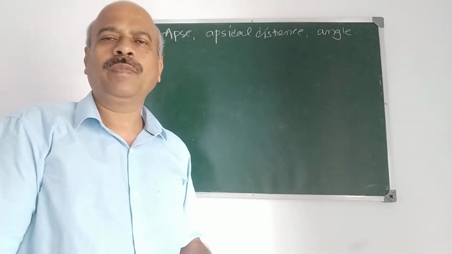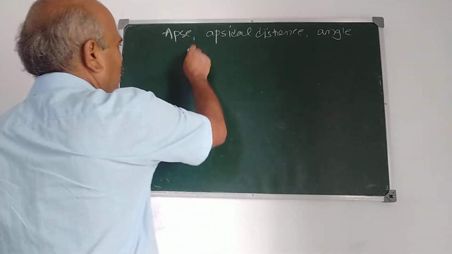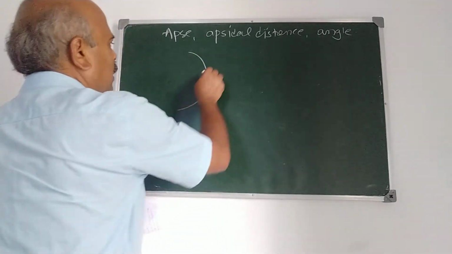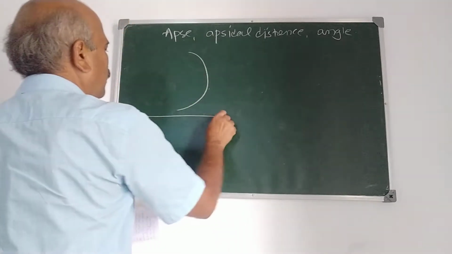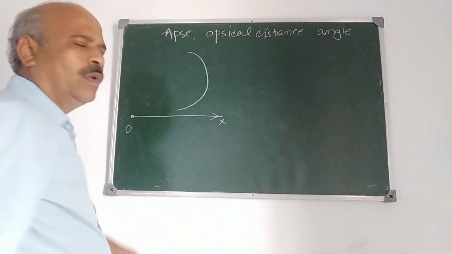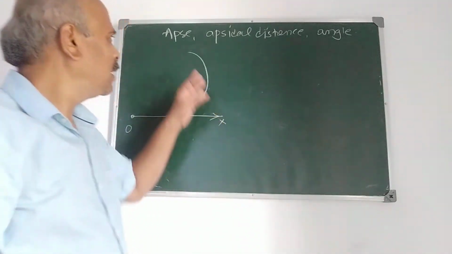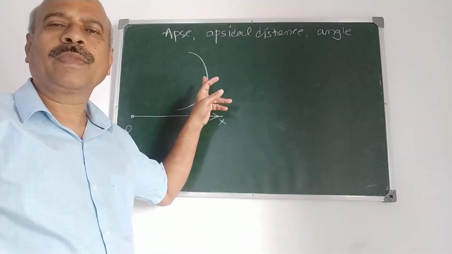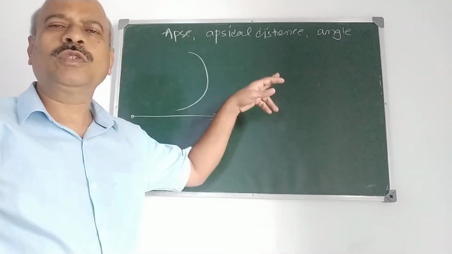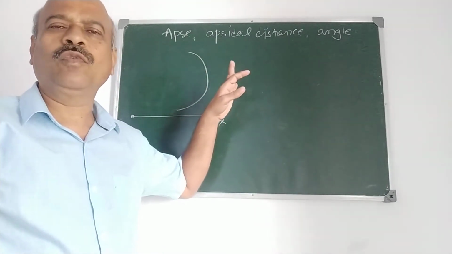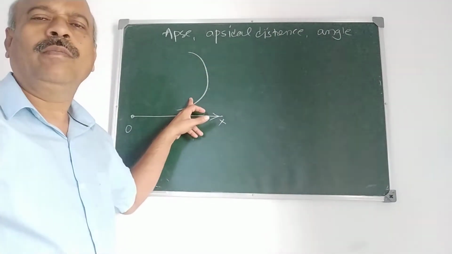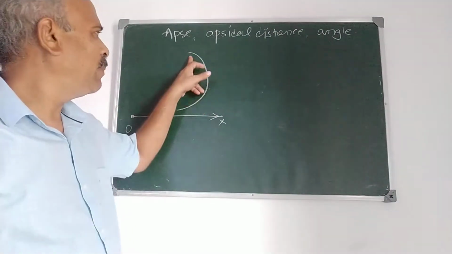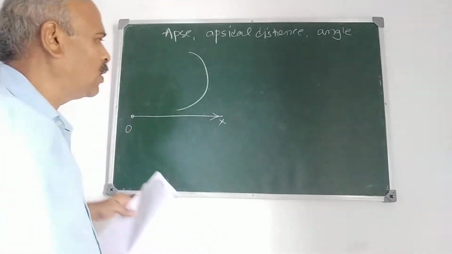That we prove. First of all, what is an apse? For that, consider the central orbit. Suppose O be the pole, OX is the fixed line. What do you mean by central orbit? Central orbit means it is a plane curve. If a particle moves under the action of the central force, then the path traced by the particle or object is a plane curve, and that is called the central orbit.